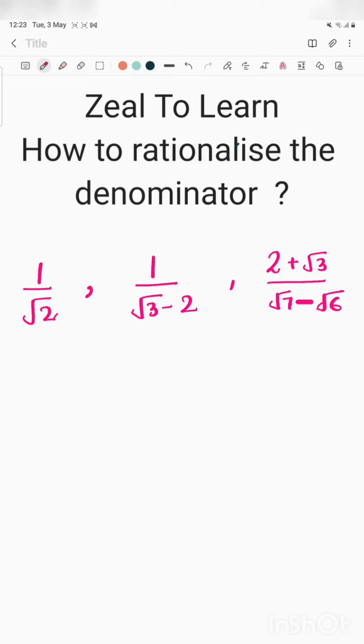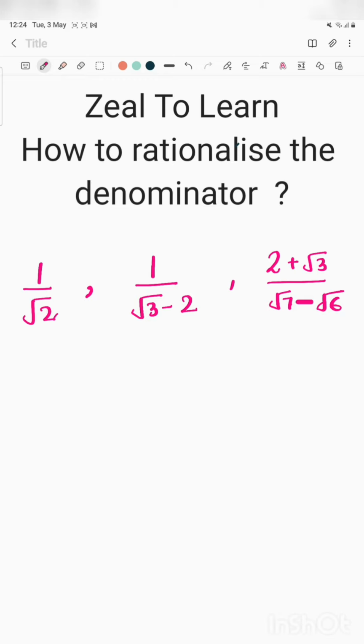In today's video, I'll explain how to rationalize the denominator. First, we'll understand what is meant by rationalizing the denominator. As you may see on the screen, I have written a few numbers: 1 upon square root of 2, then 1 upon root 3 minus 2, then 2 plus root 3 upon root 7 minus root 6. As you can see, all these numbers are irrational numbers. The denominators are all irrational.